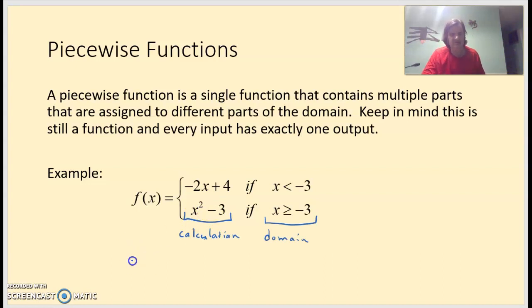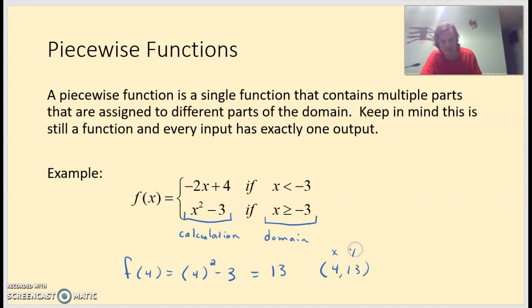So something like this. We'll do another example in a moment. But f of 4. We would look at the two pieces, go all the way to the right and say, is 4 less than negative 3? The answer would be no. We'd move on to the next one. Is 4 greater than or equal to negative 3? Yes. So we take 4 and plug it into the second one. 4 squared minus 3 would be 13. So this has a single input with a single output, and it produces an xy point of (4, 13).